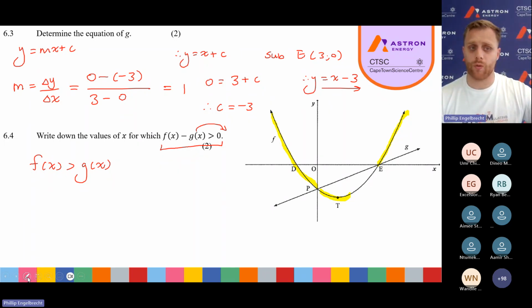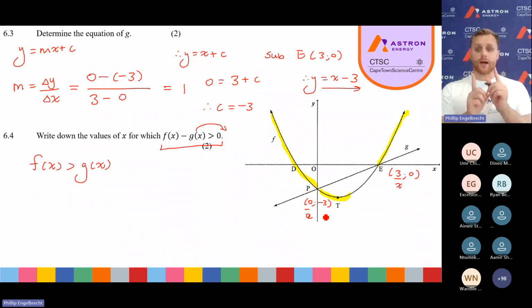Now, what was the x value? Remember, we're only focusing on the x's. What was the x value for point P? It was 0 and -3. And for E, it was 3 and 0. So these are the x values. The x value for E is 3, and the x value for P is 0. Okay, so that's my x value.